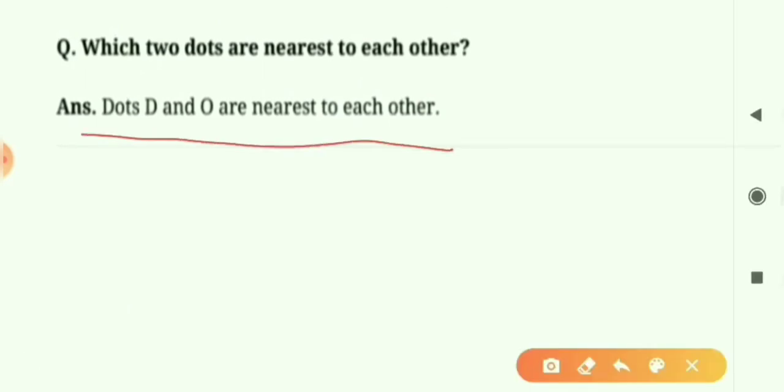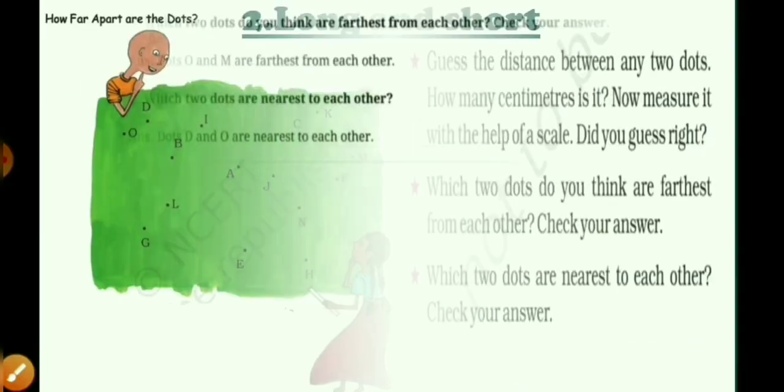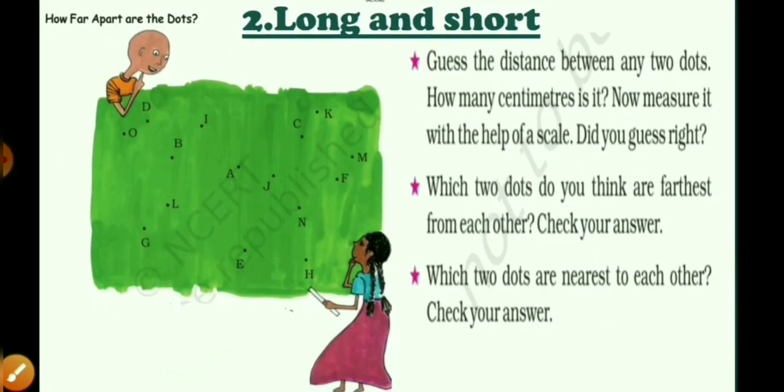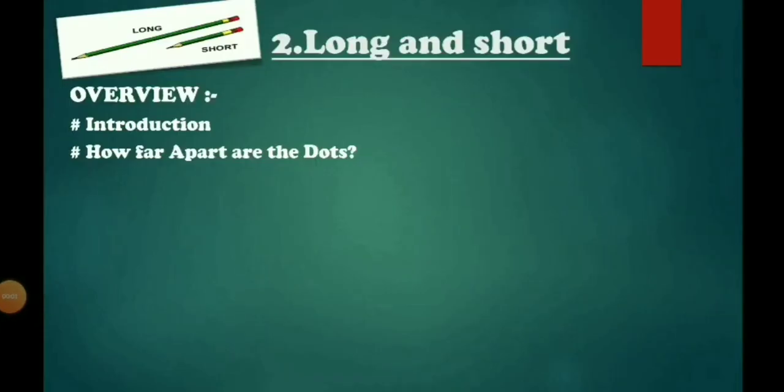Dots D and O are nearest to each other. In this picture, O and D, these two points are nearest to each other. You can write the answer like this also. Now our two topics are over. Children, we completed our second concept, How far apart are the dots?